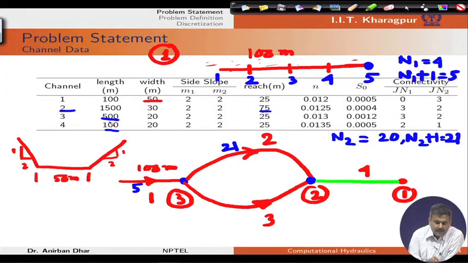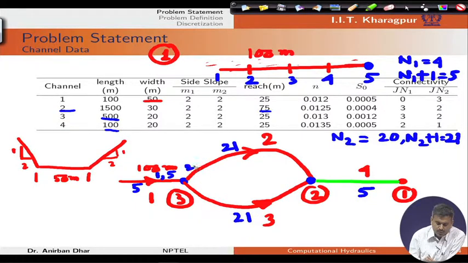This is 500, that means 4 sections in 100 meters. So, again we have 21 sections here, and the last one we have 5 sections. That means for this channel reach 1, this end section 5 of channel reach 1, that means 1 5 is joining at this point.